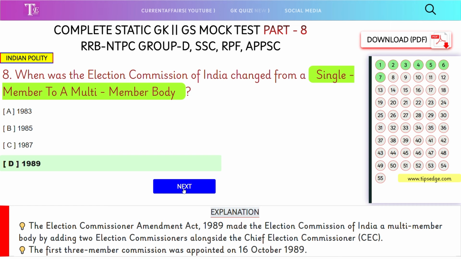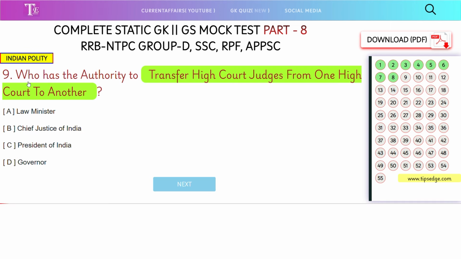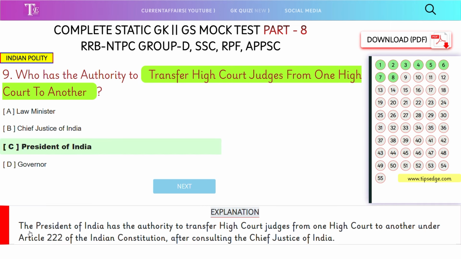Now moving to the 9th question. Who has the authority to transfer High Court judges from one High Court to another High Court? Answer: President of India. The President of India has the authority to transfer High Court judges from one High Court to another High Court under Article 222 of the Indian Constitution after consulting the Chief Justice of India.